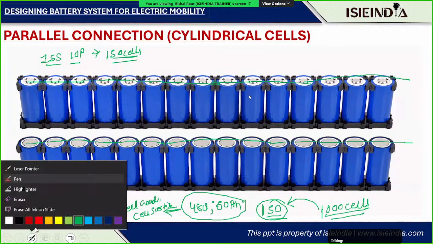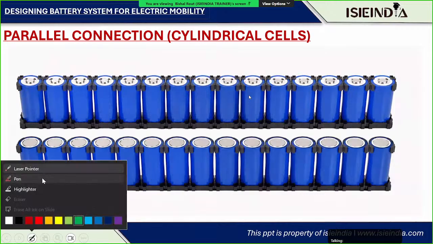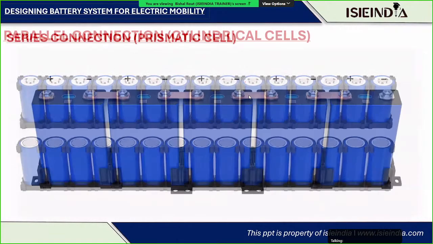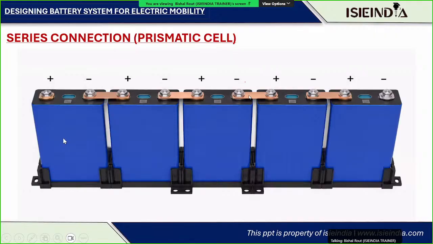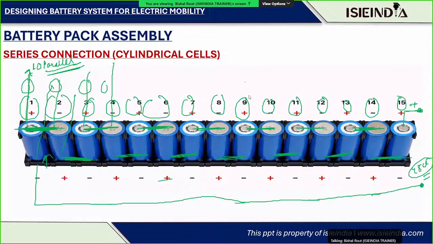Let me remove this thing. So this is how we can manufacture a pack utilizing a cylindrical cell. So cylindrical cells are connected by pneumatic spot welding, or we have electrical spot welding.